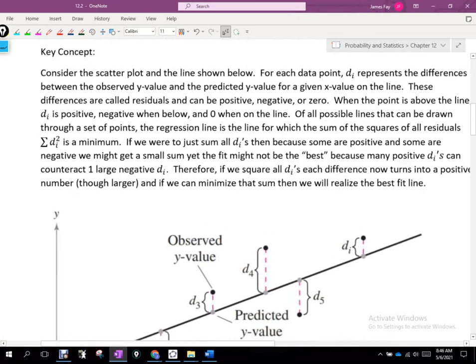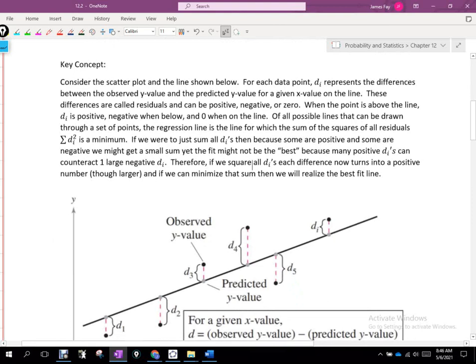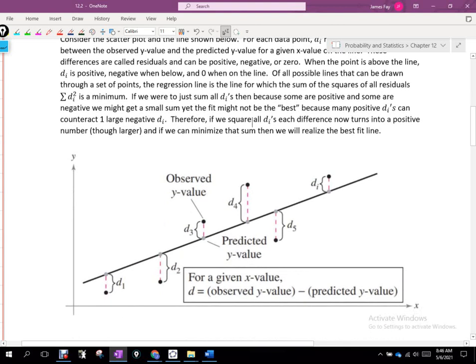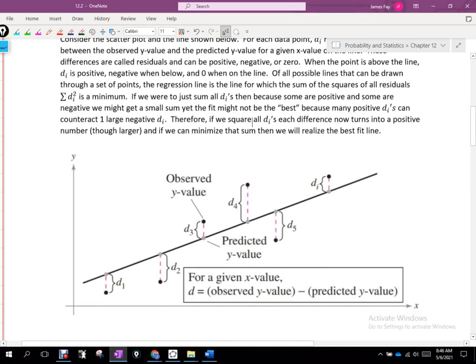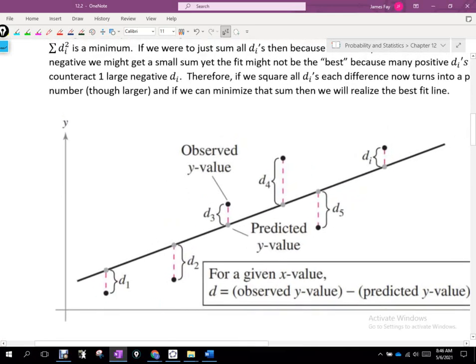Now this explains it. So I'm going to read this to you, but then walk through the image down here after we read it. So let's consider a scatter plot, similar to the data that we just graphed. It says for each data point, D sub i represents the difference between the observed y value and the predicted y value for a given x value on the line. So we could put many of these black lines through our data, that we might think represents our scatter plot.